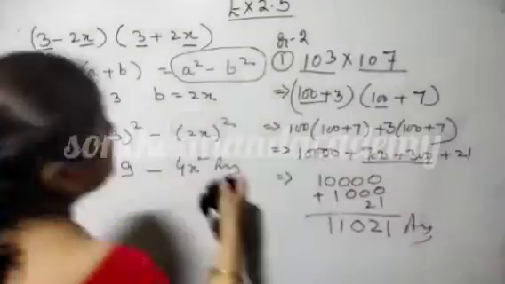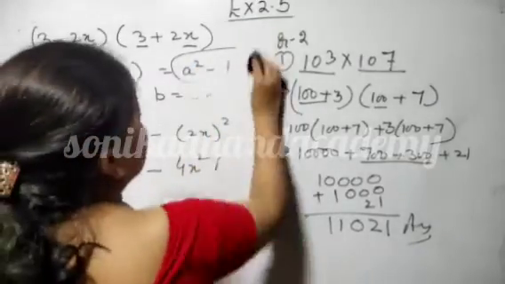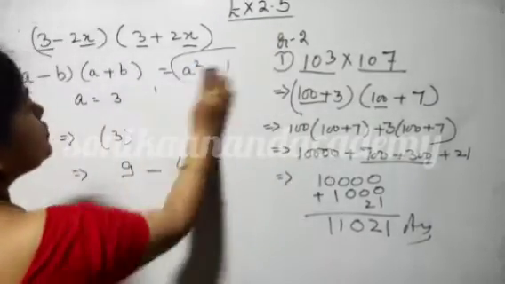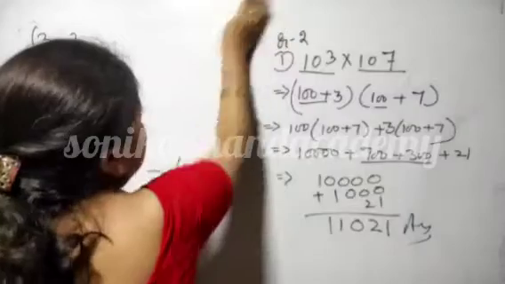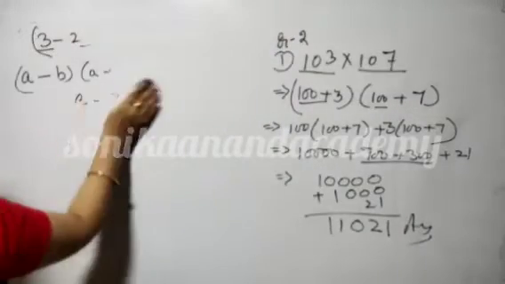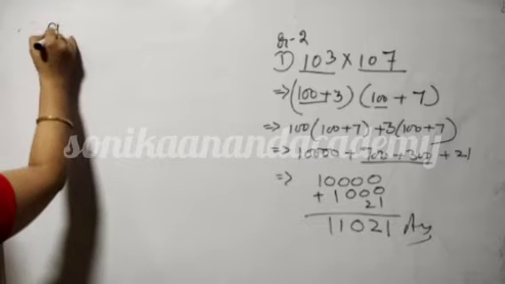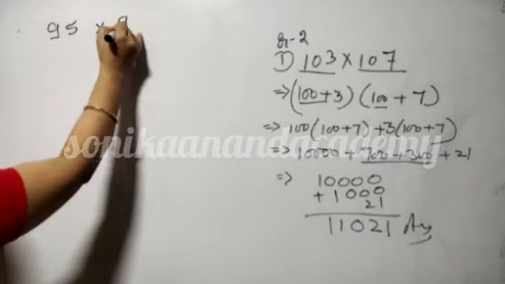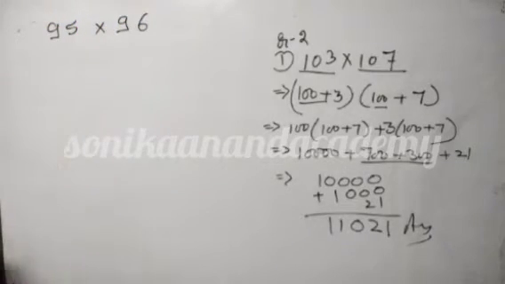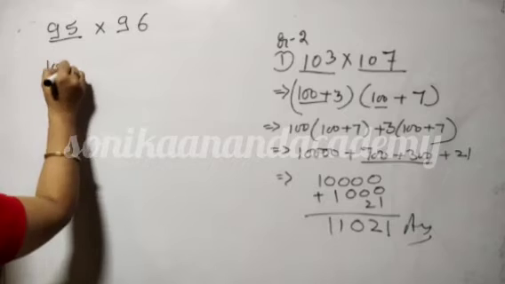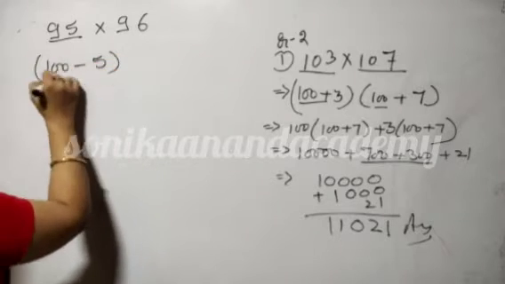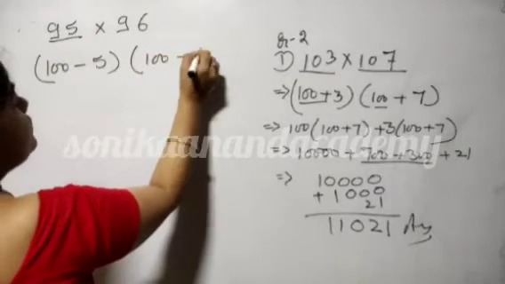So if the values are given, it doesn't matter that variables are also given. We use the same formula in order to solve with different values. For example, we have the next question, 95 into 96. Now, how will we do that? We can write it as 100 minus 5 and here we can write 100 minus 4.